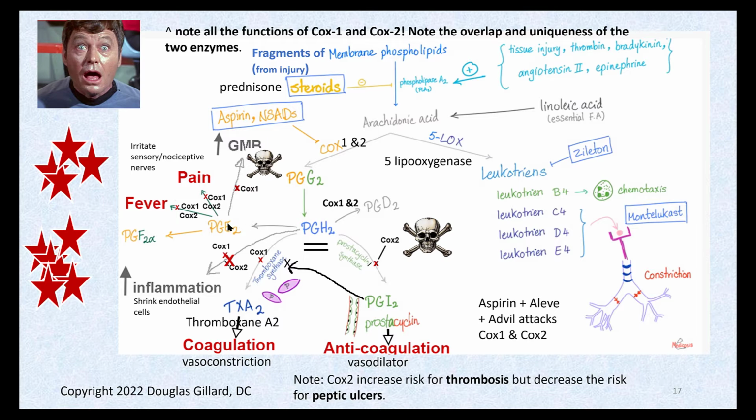PGE2, by the way, is also involved with binding to pain nociceptors in and around the damaged tissue and creating pain. It also can get into the bloodstream and cause fever. All right, so that's one pathway. And that pathway is dependent on the COX-1 enzyme. COX-1, again, makes PGE2. Right?